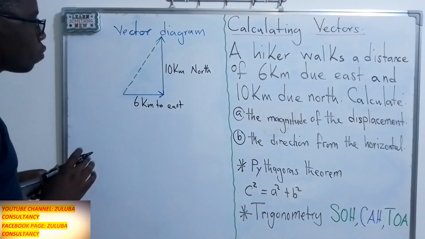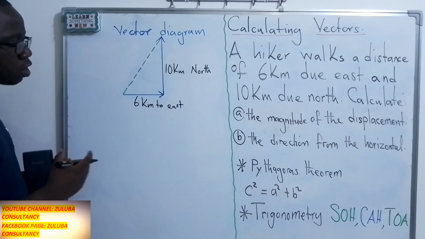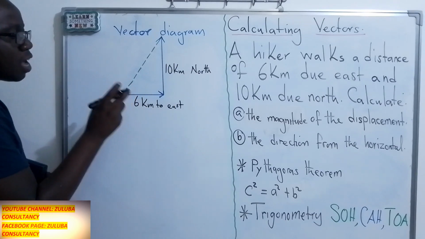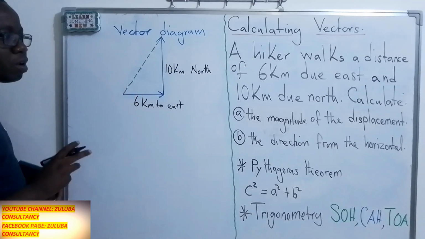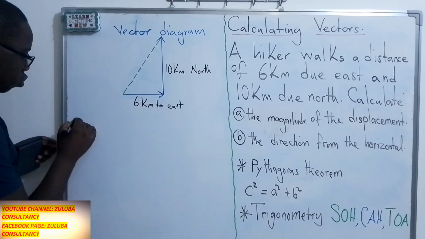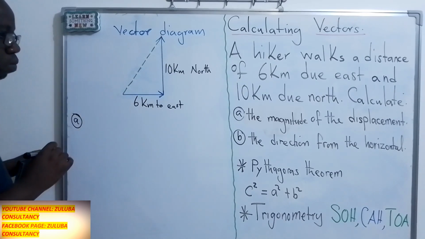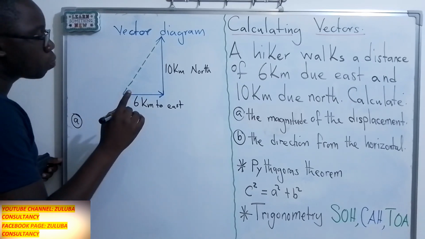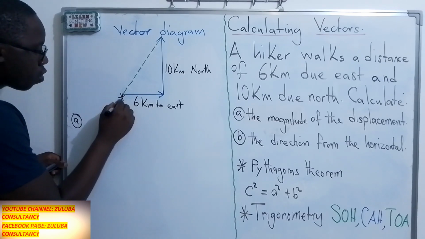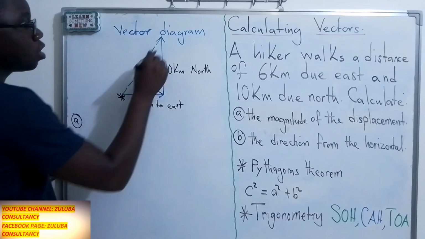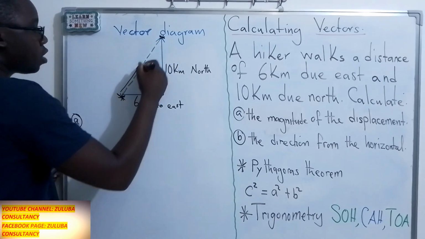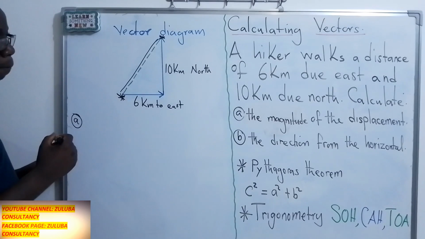When you do this vector diagram, it helps you to see that the walk that this person made is something that can be resolved as a vector. The first part is asking you to calculate the magnitude. To calculate the magnitude of the displacement, we are simply being asked to calculate the distance from the starting point to the ending point. So we have been asked to calculate this displacement here.